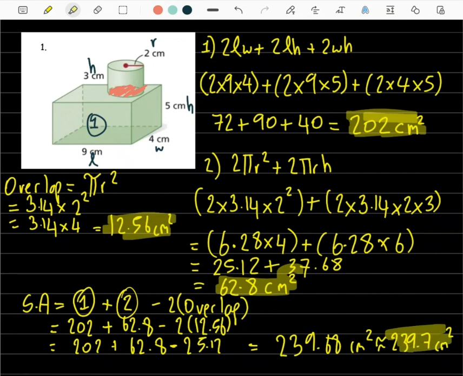That has a cylinder and a rectangular prism. All right guys, hope this helped you out.